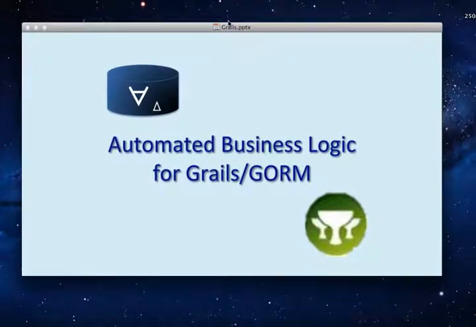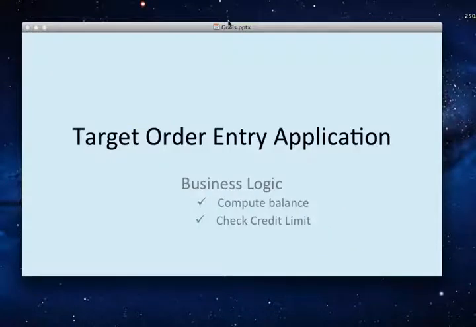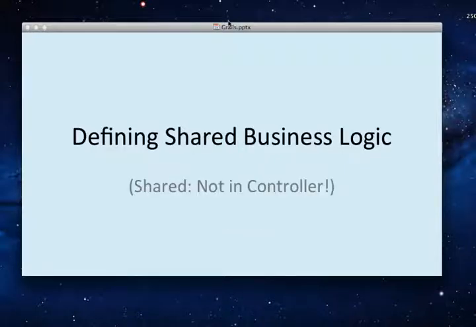Welcome to this demonstration of automated business logic with Grails. What we'll show you is an order entry application focusing on the business logic to compute the balance by rolling up the line items through the order into the customer and checking the customer's credit limit. We're going to show it in a way that results in shared business logic that is not local to a controller, so it can be shared across controllers and to message-based transactions.